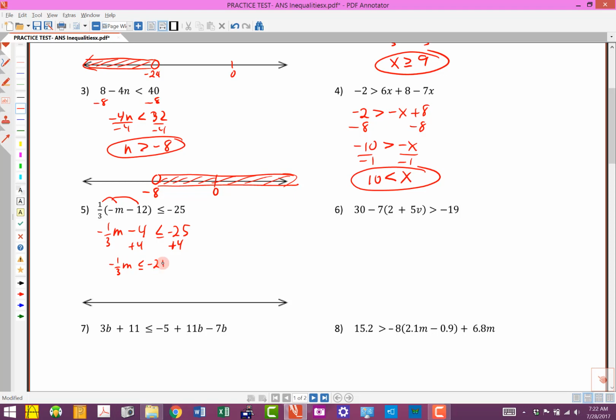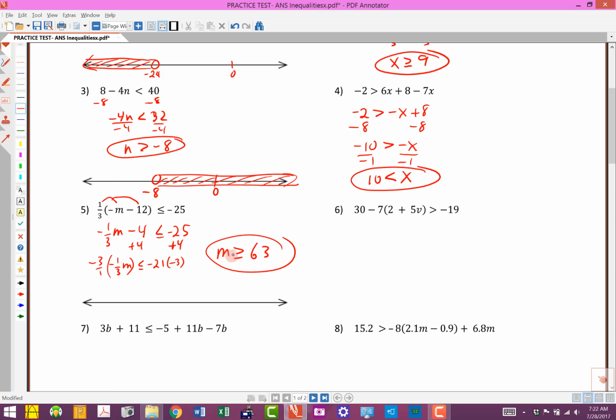And then we've got a fraction in front of the variable, so we're going to multiply by the reciprocal, so that's going to be negative 3 over 1, or just negative 3. The negatives are going to cancel, the 3's are going to cancel, so we end up with m on this side. We're multiplying by a negative, so we have to switch the direction of the inequality. Alright, and then this is going to be a 63, so we'll go ahead and circle that.